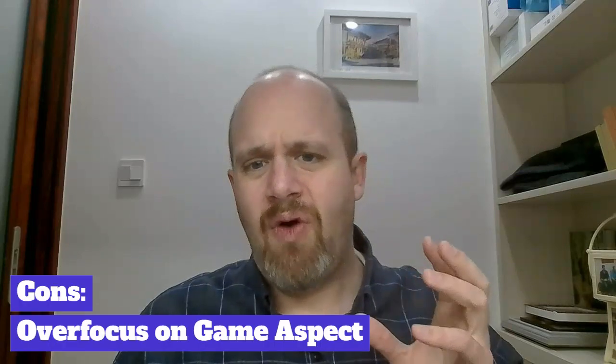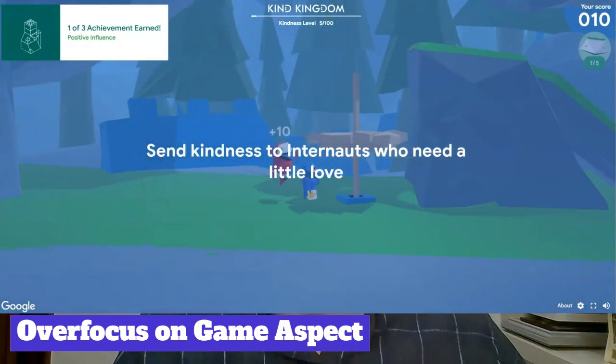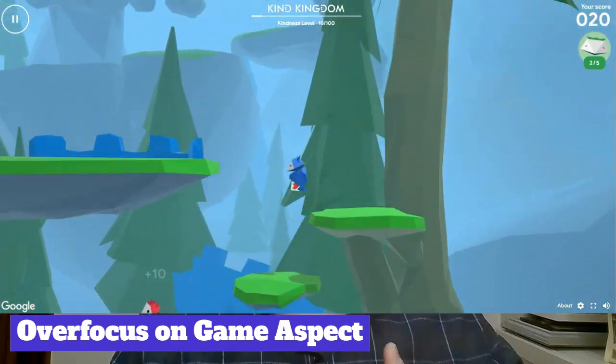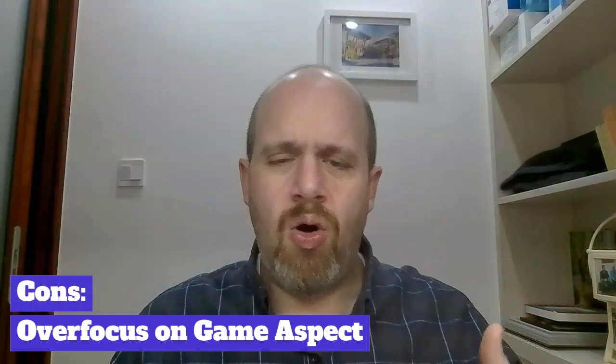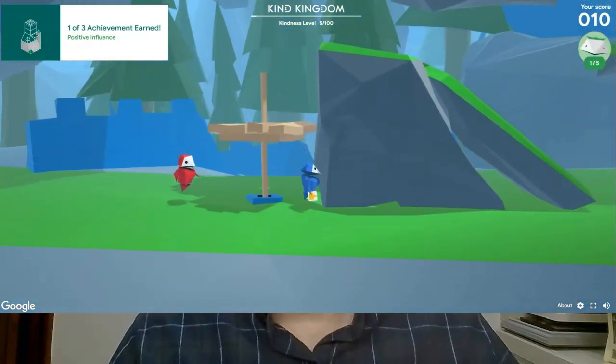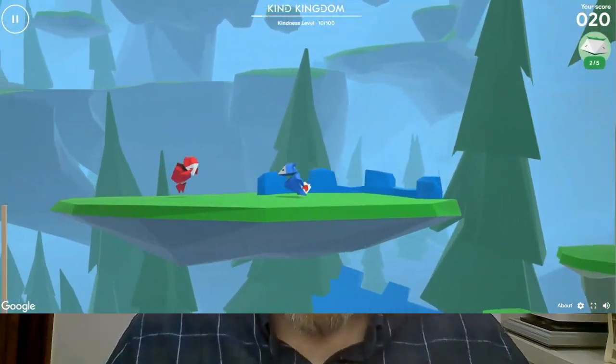One is it kind of over focuses on the game aspect. You can kind of see here some of the gameplay. I'm playing through the KIND level, and you see the character is going around and giving a thumbs up or giving a heart to the different characters to kind of cheer them up. But overall, there's really no content. There's no thinking about the concept itself other than just trying to gain a few points by cheering up these characters. Overall, it's a very shallow introduction to that particular concept, and I didn't come away feeling like I had really learned much. I felt like I had gotten a high score and completed the concept.